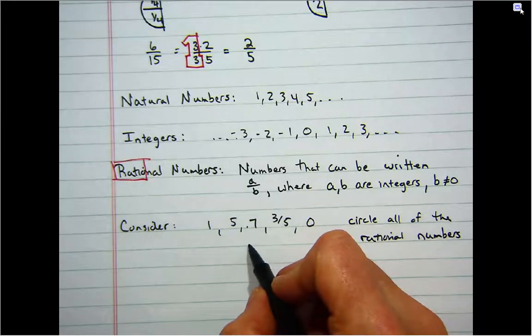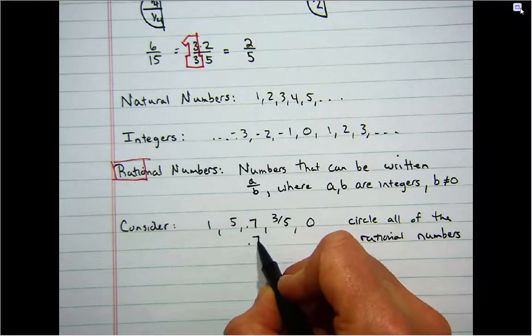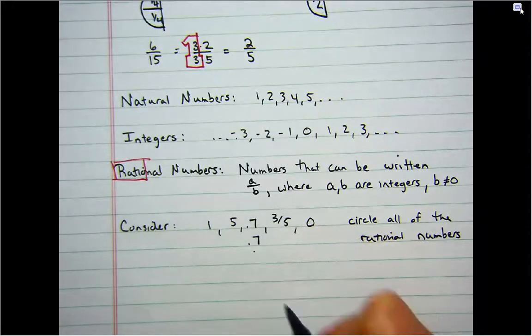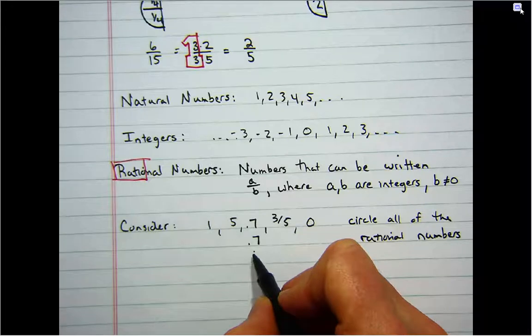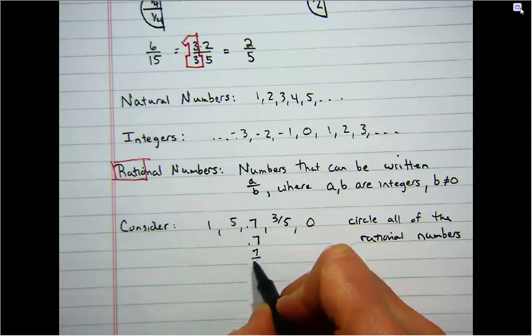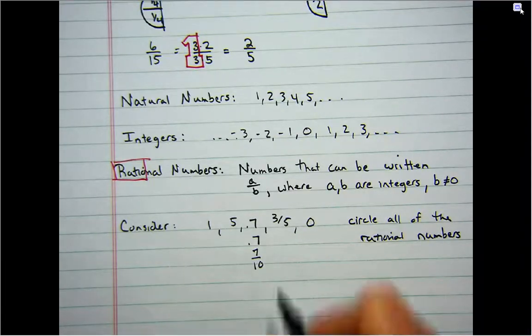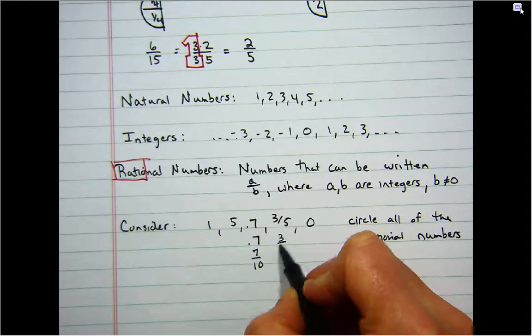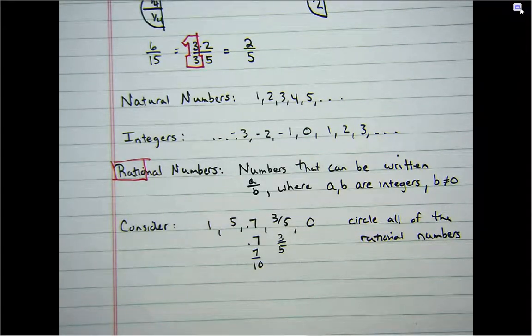0.7 and 3/5. Okay, definitely 0.7, because how would you write that as a fraction? 1/7. No, 7/10. Perfect. 7/10. Yep. And then the 3/5, that's a fraction. Okay. All right. Did anybody circle any others?